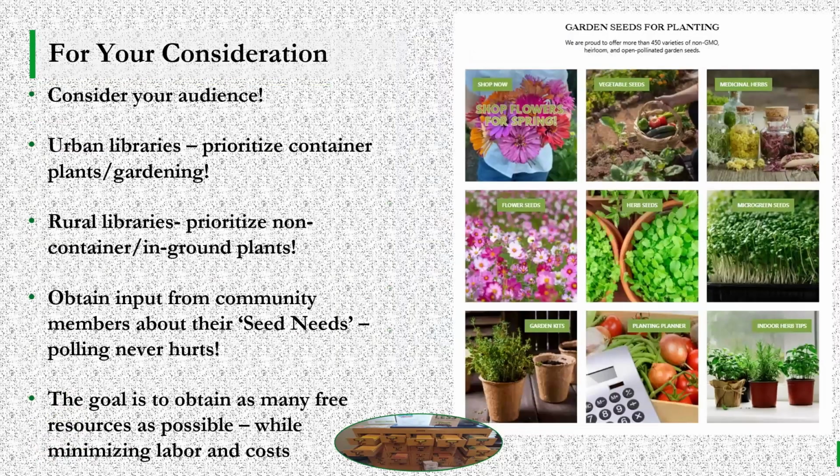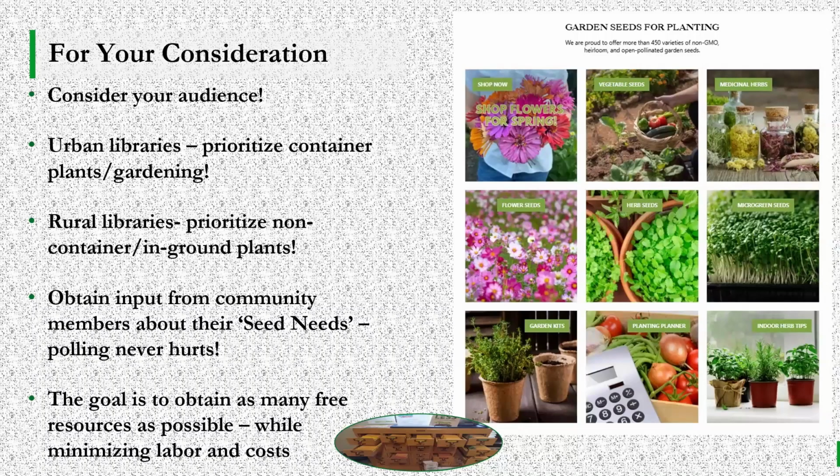So some things that you're going to want to consider before you begin. Your audience, that is the most important thing. You are trying to give power back to the community. You're trying to get people to tell you what it is that they need. What are their seed needs? For urban libraries, you might want to prioritize container plants in gardening. That's a huge, huge thing.